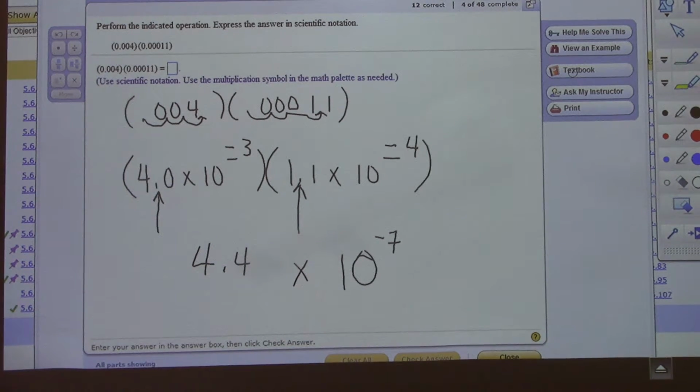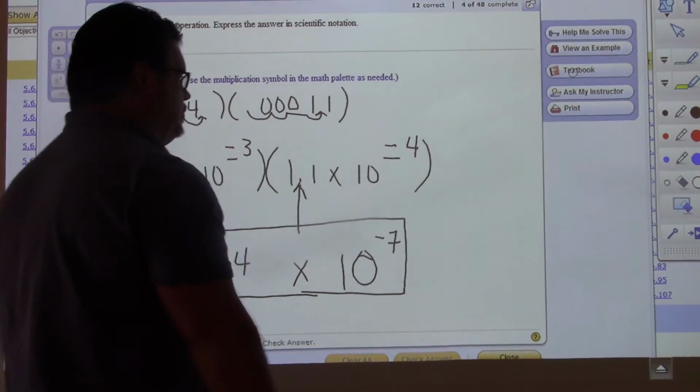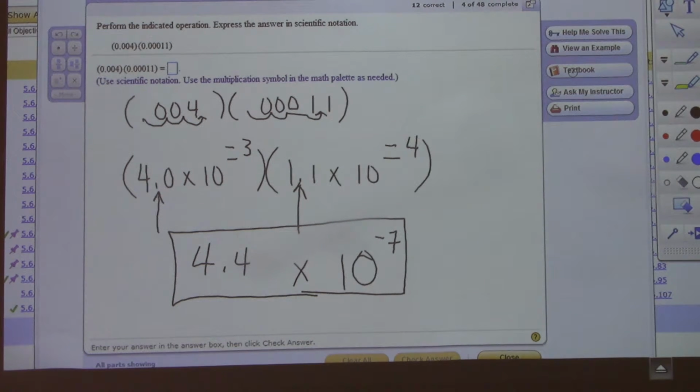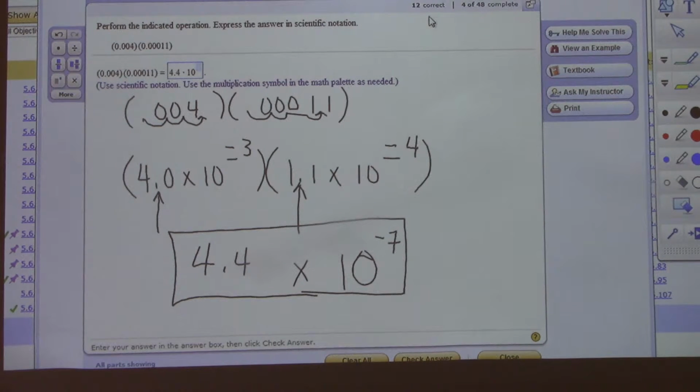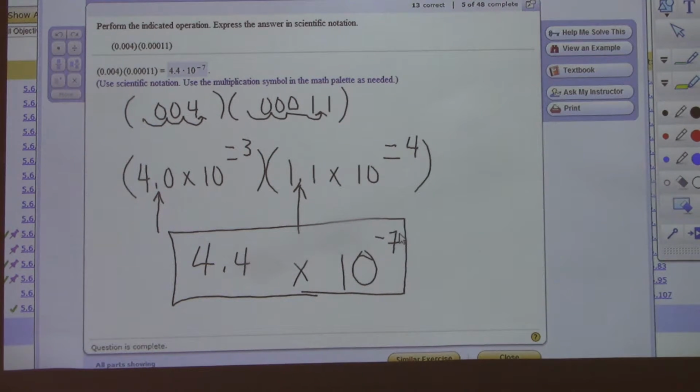Is it in scientific notation? Yes. People are going, God, I got that one right. Wave my magic wand, and y'all get it right. I'm being facetious. 4.4 times 10 to the negative 7. So if you got something different than negative 7, you're wrong.